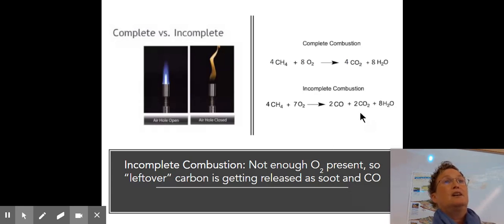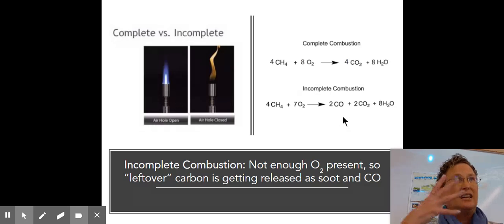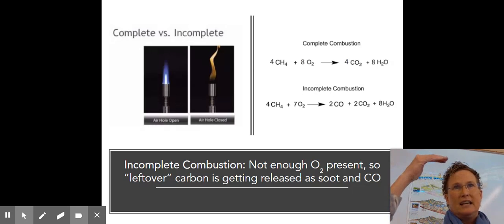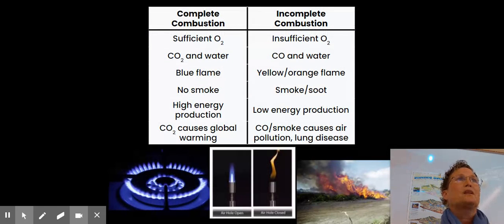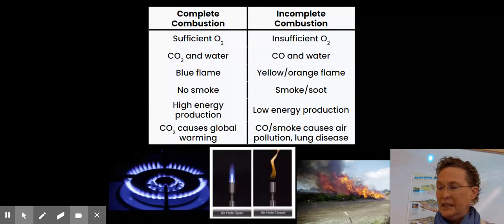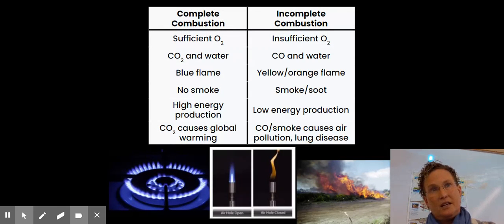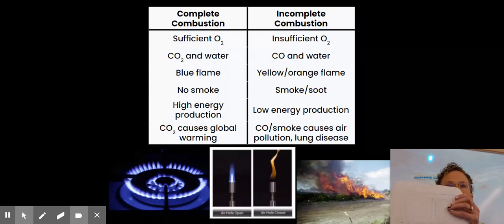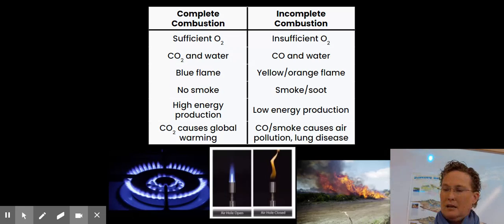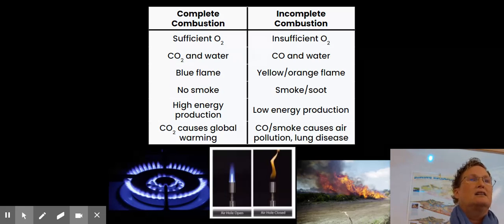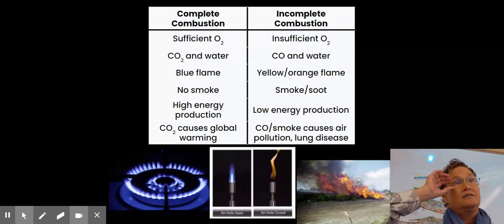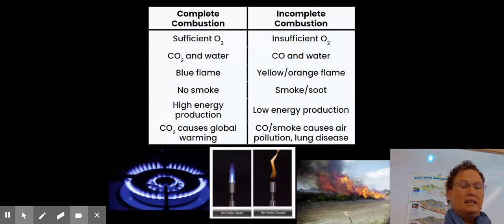And with incomplete combustion, you're left over with some carbon monoxide and then all the soot and things that come off. And so you can see that if you've ever had a candle and then you see all the soot at the top, that's when it's incomplete combustion. So here's the difference between complete combustion and incomplete combustion. So you're going to write these down in your notes on page 12. All right. So you can see the difference between complete and incomplete combustion. You can pause to write those down.